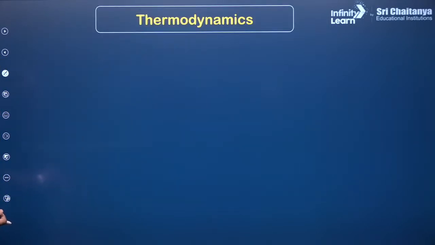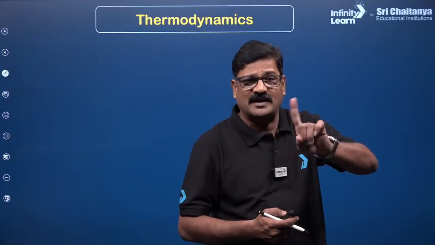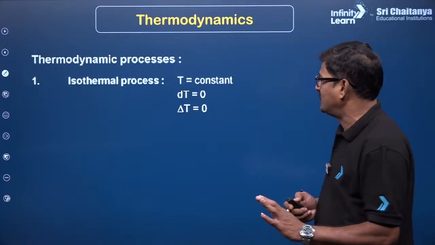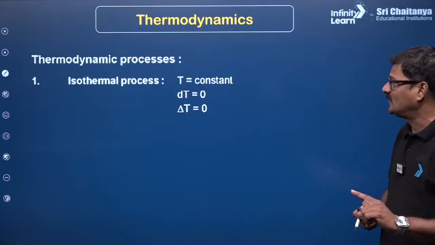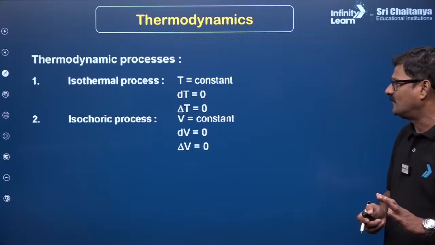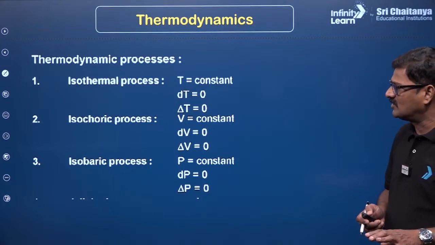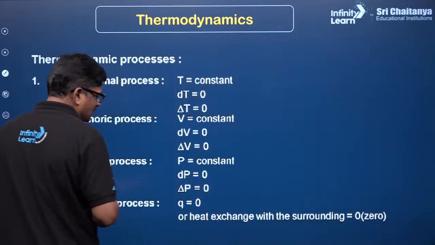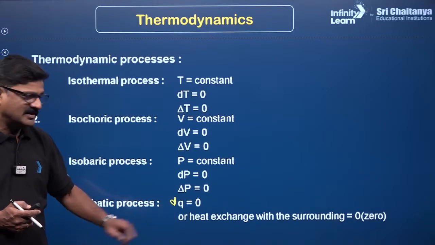Now talking about thermodynamics. You have thermodynamic processes. The process which takes place at constant temperature is called an isothermal process, dT is equal to 0. In an isochoric process, volume is constant, dV is equal to 0. In an isobaric process, pressure is constant, dP is equal to 0. And also we have the adiabatic process, where there is no heat exchange with the surroundings. That's the condition over here.